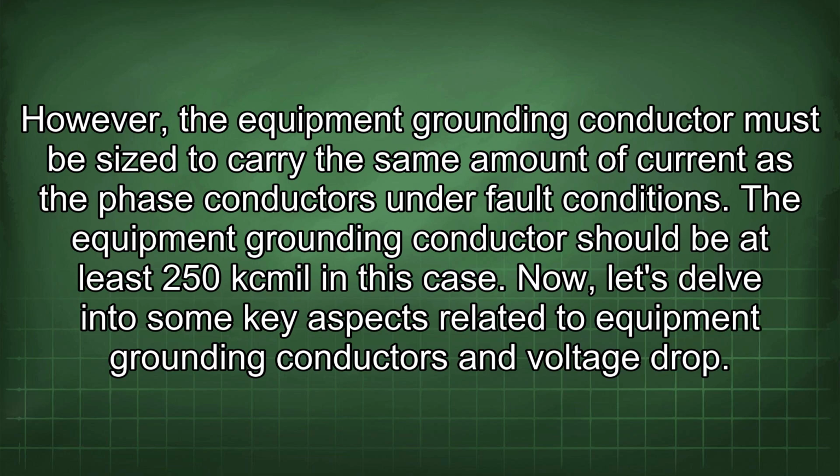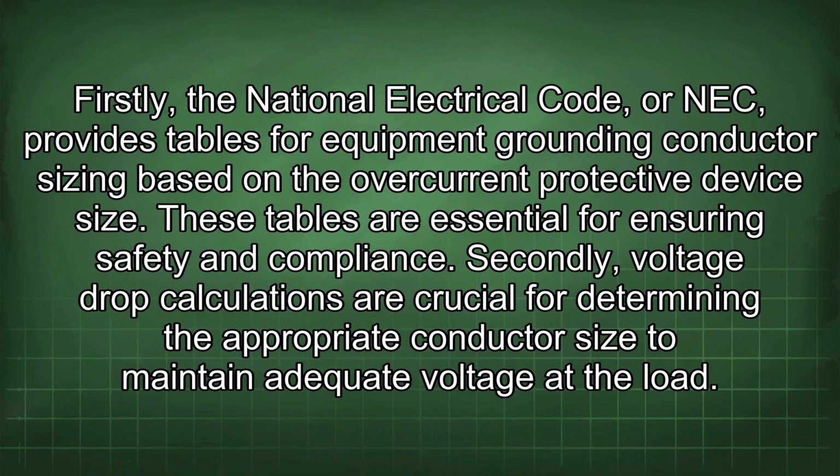However, the equipment grounding conductor must be sized to carry the same amount of current as the phase conductors under fault conditions. The equipment grounding conductor should be at least 250 kcmil in this case. Now let's delve into some key aspects related to equipment grounding conductors and voltage drop. Firstly, the National Electrical Code, or NEC, provides tables for equipment grounding conductor sizing based on the overcurrent protective device size. These tables are essential for ensuring safety and compliance.